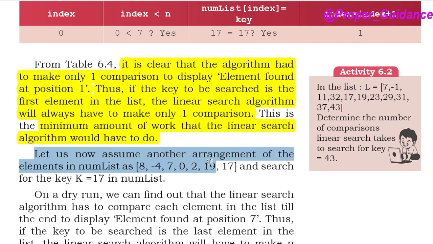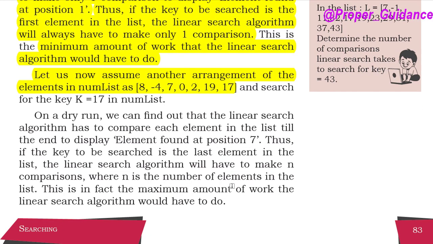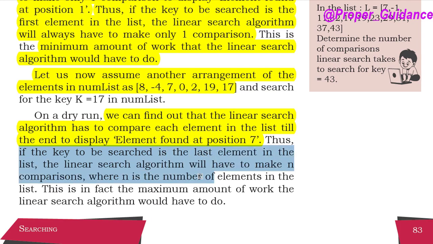Let us now assume another arrangement of the elements, where 17, the key element, is the last one. When the key element is the last one, then on a dry run, we can find out that the linear search algorithm has to compare each element in the list till the end to display element found at position number 7. Thus, if the key to be searched is the last element in the list, the linear search algorithm will have to make n comparisons, where n is the number of elements in the list. This is in fact the maximum amount of work the linear search algorithm would have to do.